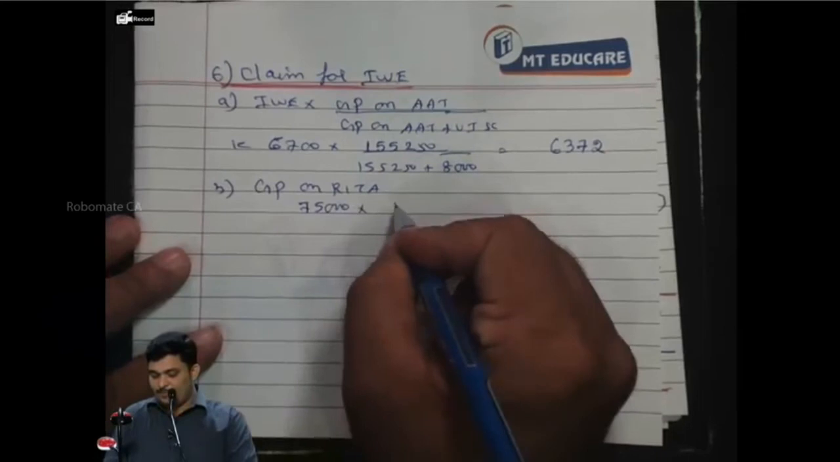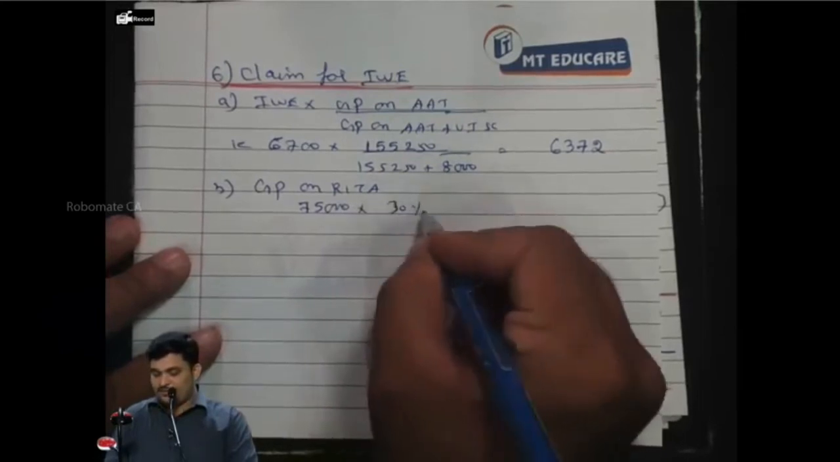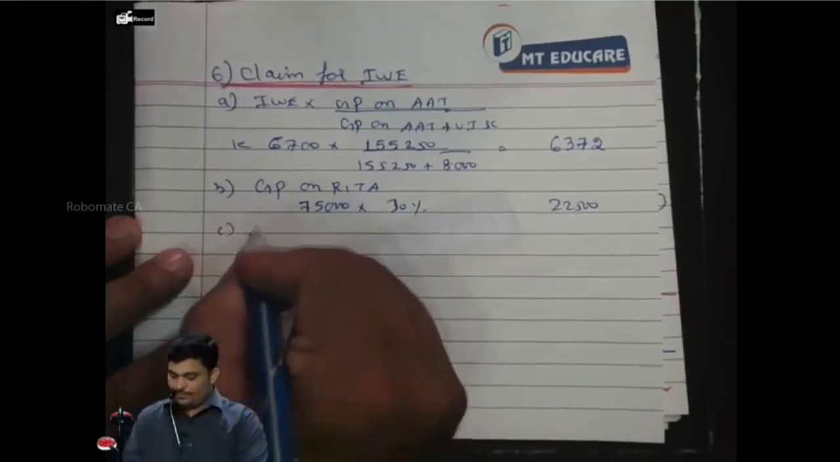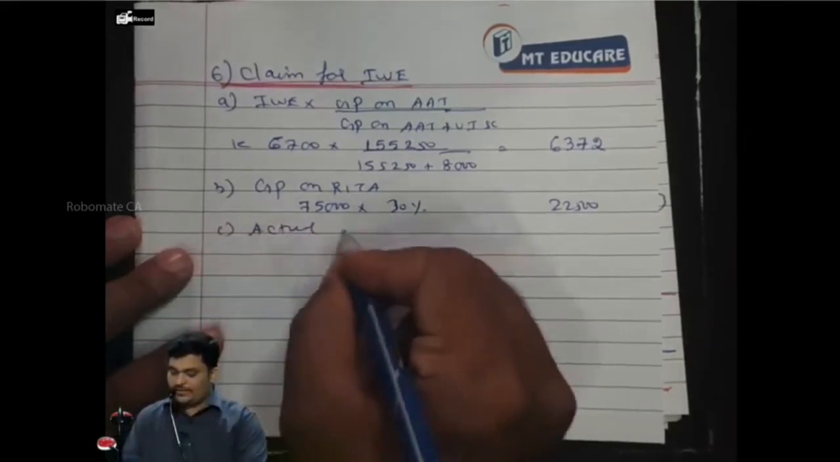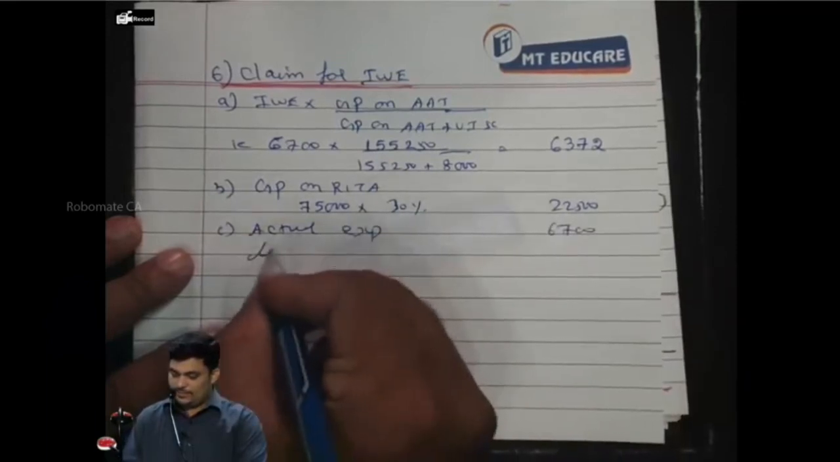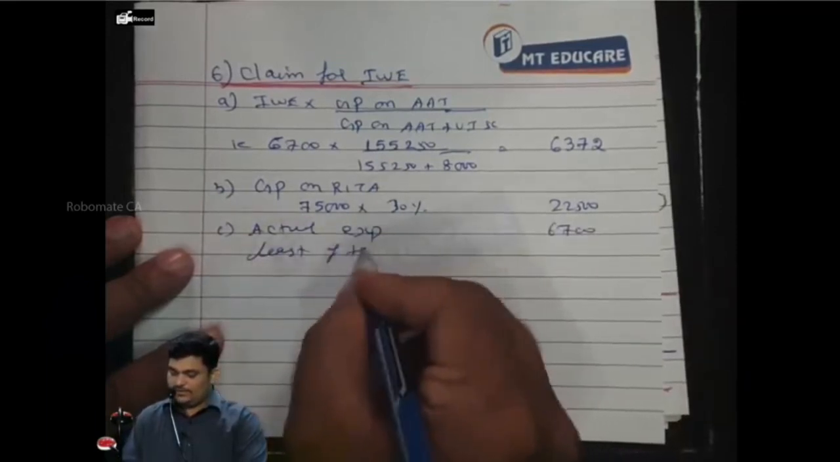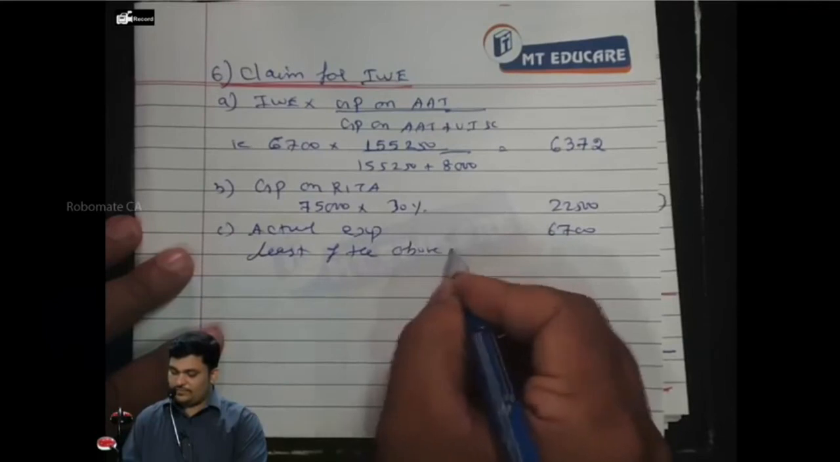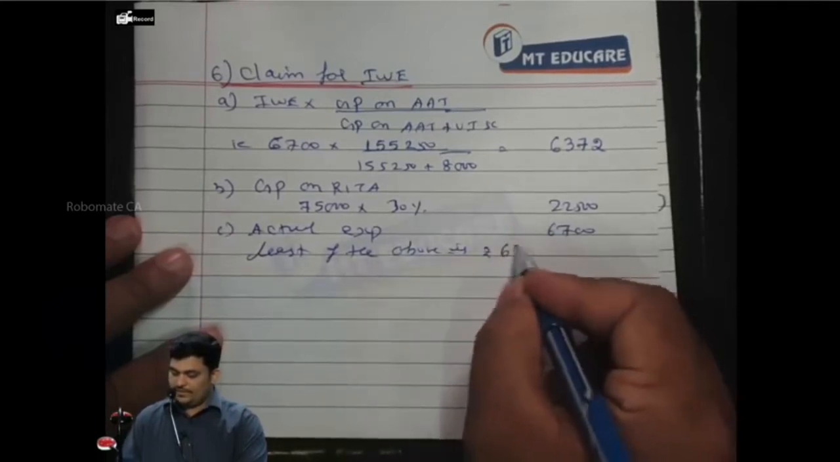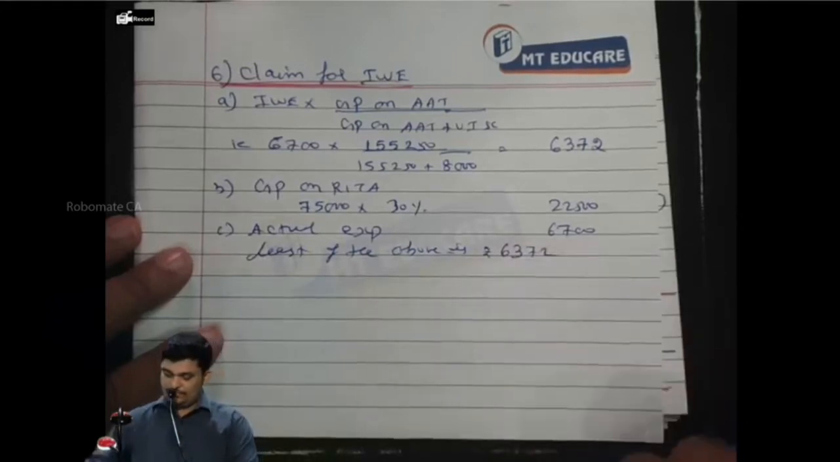So how much is that? 75,000 into 30%, 22,500. Actual expense 6,000. Least of the above is rupees 6,372.